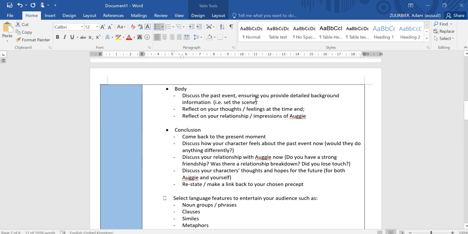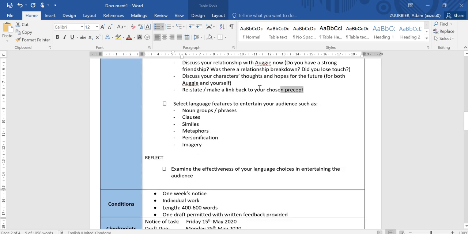In the body, you should discuss the past event, sort of set the scene of what happened, and then reflect upon thoughts and feelings, and also reflect upon the relationship and impressions of August. Conclusion: come back to the present moment, being the point in which they're doing the reflection. Discuss how your character feels about the past event now. Discuss relationship with Augie now. Discuss your character's thoughts and hopes for the future and what they learnt from it. And restate, make a link back to the chosen precept, because that precept is the anchor point, the motif.